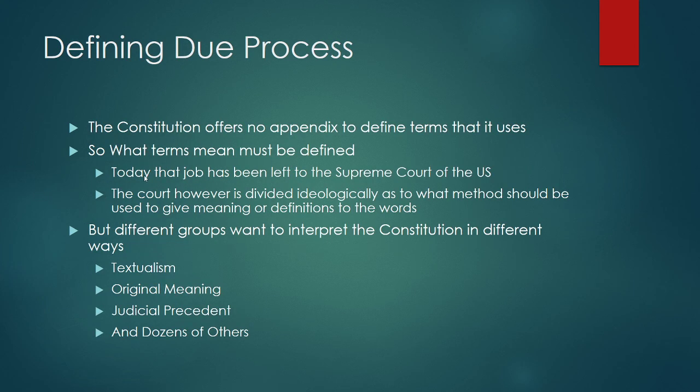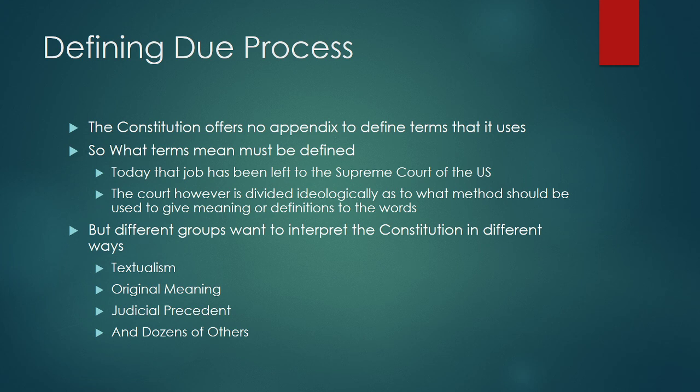Okay. Unfortunately for us, having given you a definition, there's no constitutional definition. There's no little asterisk or appendix that says, okay, when we use this in the Fifth Amendment or the 14th Amendment, this is what due process means. So the term has to be defined. And that job has pretty much been left up to the Supreme Court of the United States. Unfortunately, the Supreme Court is rather divided about how you interpret the Constitution. There's lots of different ways you can do this.